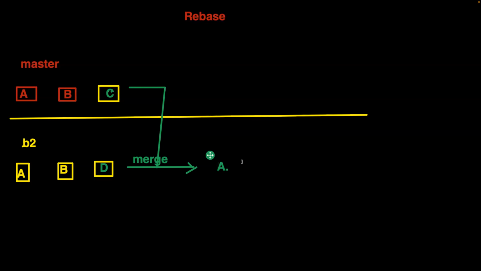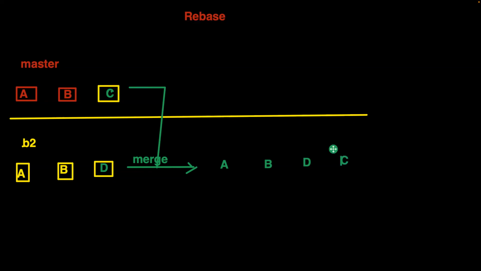this commit C will come here. Commit D. Now, whenever you merge, that commit C should come here. So it would be like commit A, commit B, commit D, and commit C, right?